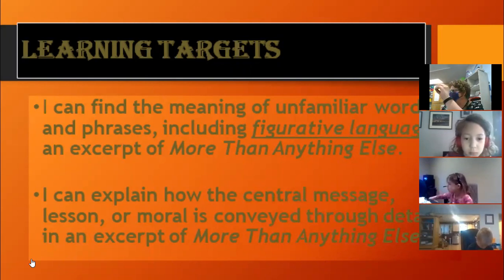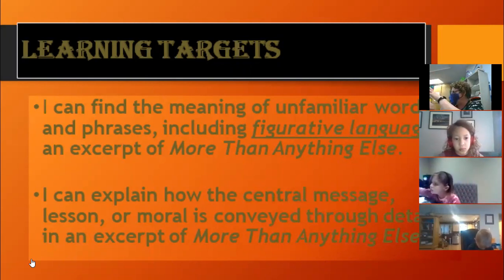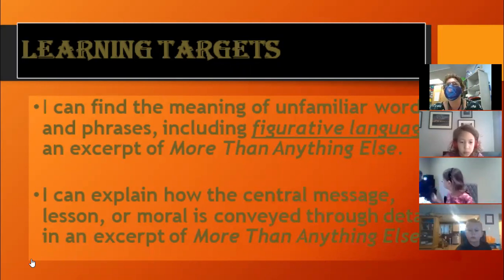So we're going to take part of the story, just a little part of it, and analyze it and look at what the words really meant. So we're going to talk about figurative language and what that means. And excerpt. Does anybody know what excerpt means? That's a new vocabulary word too. It means a section of. It just means we pulled.